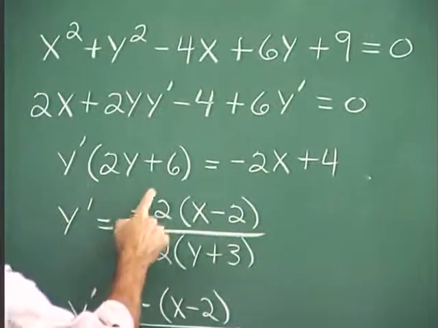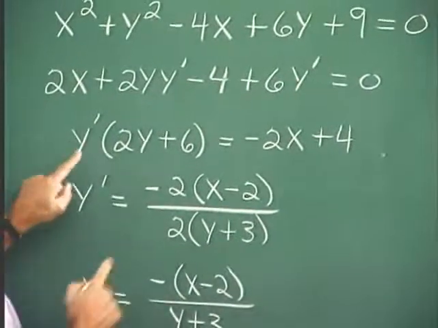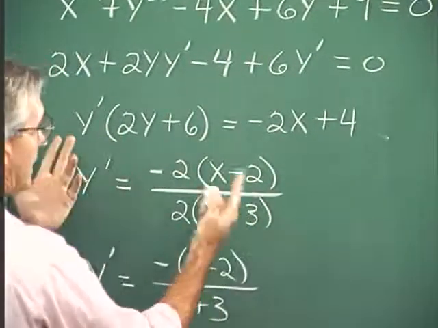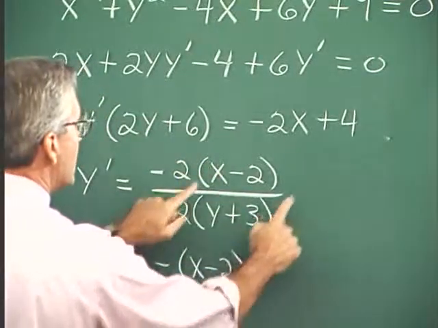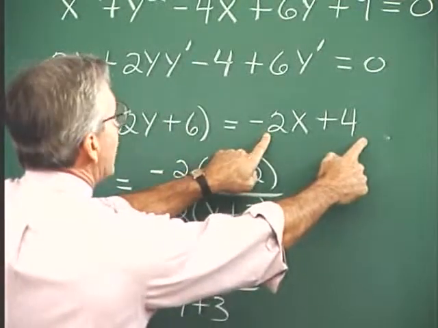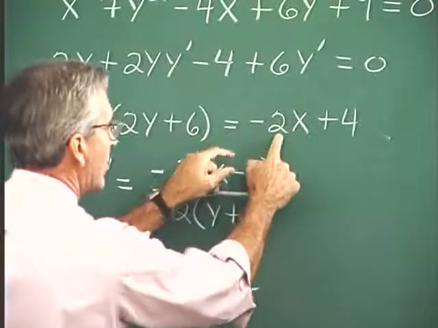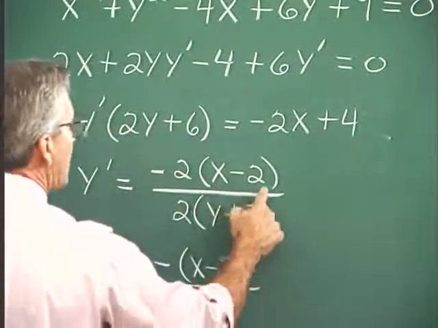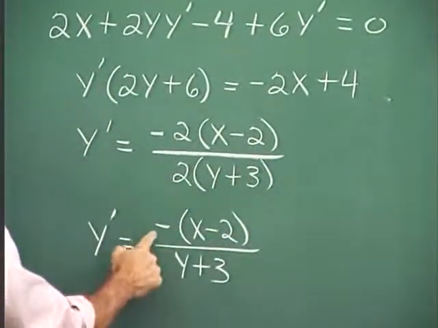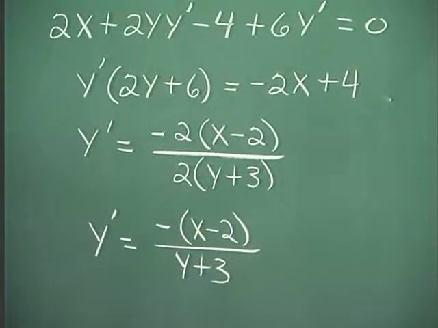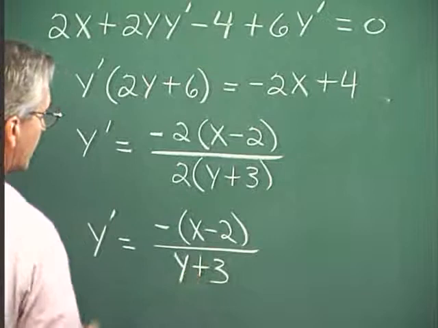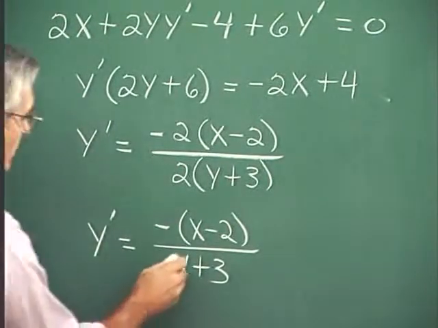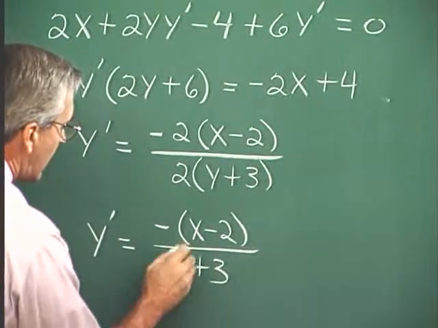Now I'm dividing on both sides by the coefficient of the y prime, and so I have this, and again I'm factoring as I go. The 2 comes out of this binomial giving me this, and I'm factoring here negative 2. I'm pulling negative 2 out of these two terms, so I get x minus 2. Now the 2's go out, and I have this. Okay, here's our implicit differentiation.